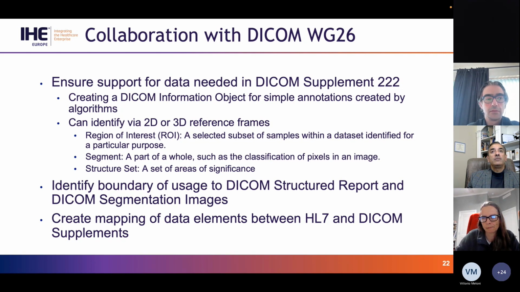And then, of course, beyond the digital image, we actually have the structured report component of this that also would benefit from additional development. Next slide.